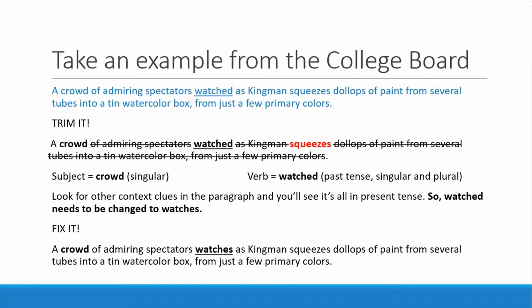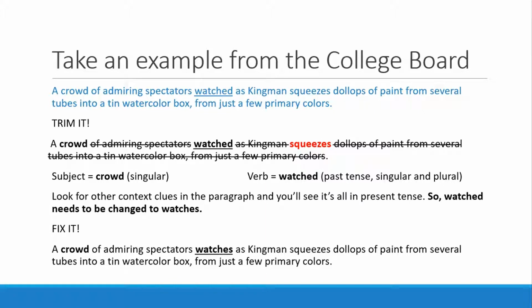So let's trim it. Let's identify the subject and the verb. If we trim it, we get rid of "admiring spectators," "as Kingman." We should also get rid of squeezes, but I keep it there for a reason. "Dollops of paint from several tubes into a tin watercolor box from just a few primary colors." And we see that the subject we're left with is crowd, which is singular, and watched. Watched is in past tense, and it could be singular or plural.